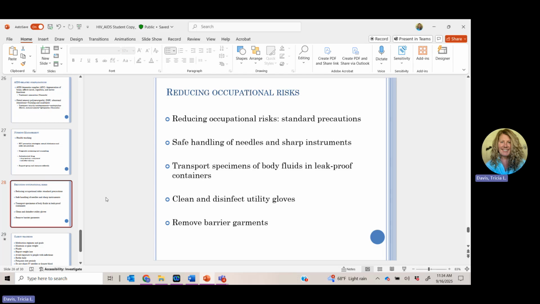Obviously, from a nursing standpoint, we know that we're at risk for developing this, so we want to reduce our occupational risk. So we want to make sure that we're always following standard precautions, okay? We want to make sure that we're always handling our needles and our sharp instruments with care, paying very close attention. When we're transporting specimens and body fluids, we want to make sure that they're in leak-proof containers that are sealed well and the lids are on properly. We're always cleaning and disinfecting using our gloves, and then remove our barrier garments. Make sure we're disposing of them in the proper way.